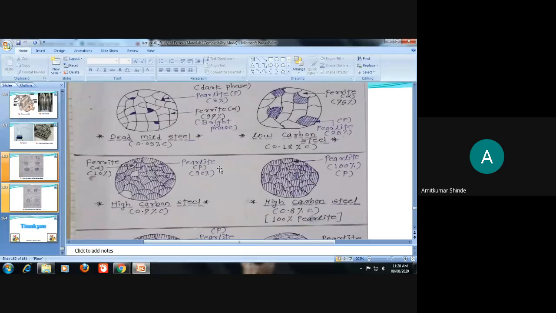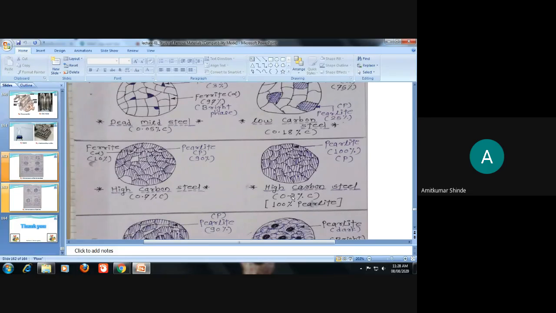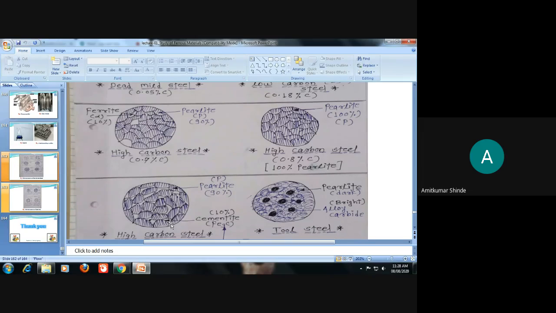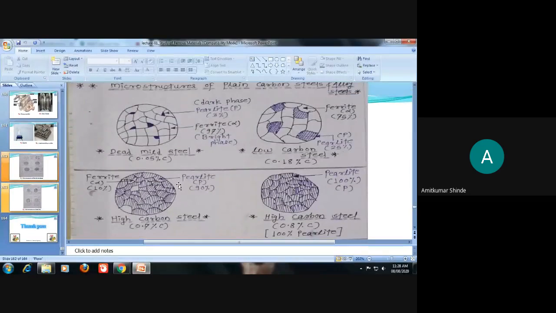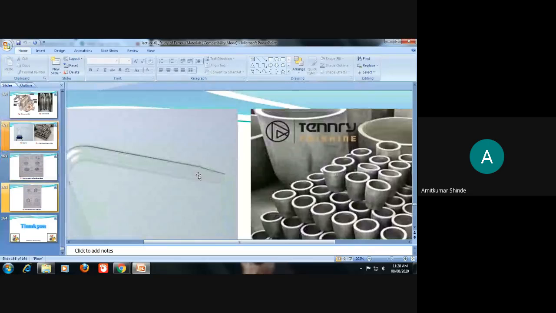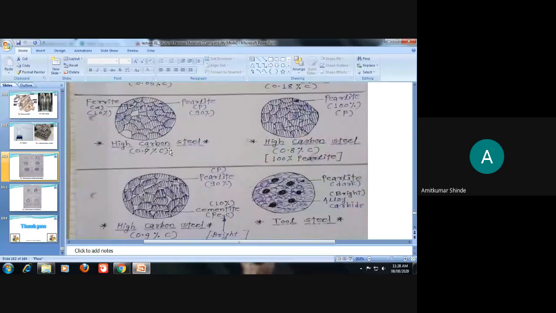Then when carbon percentage is on the higher side, pearlite amount will be more. At 0.8% carbon, 100% pearlite is there. And when carbon percentage goes above 0.8, pearlite plus cementite will be there. Pearlite plus cementite. And in medium carbon steel, means within the range 0.3 to 0.6, just draw the same structure, and show 50-50% ferrite and pearlite there. So this is the microstructure of low carbon, medium carbon, and high carbon steels.